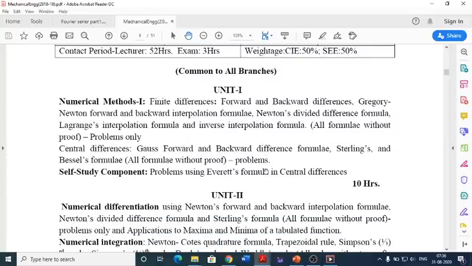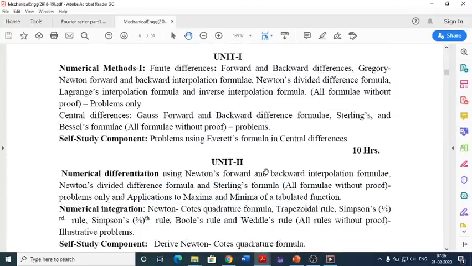Next, numerical differentiation and integration. We have already studied what differentiation and integration mean, and what the different techniques are to find the derivative or integral of a given function. Now we are going to find the derivative or integral of a function at a given particular point using numerical methods. So again we have a difference between these two.